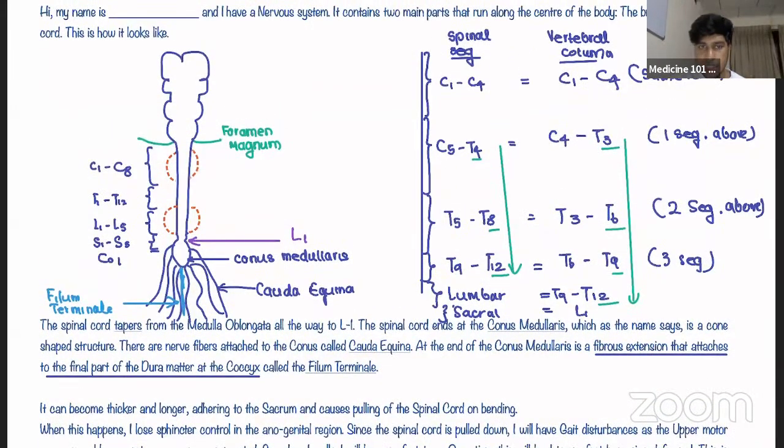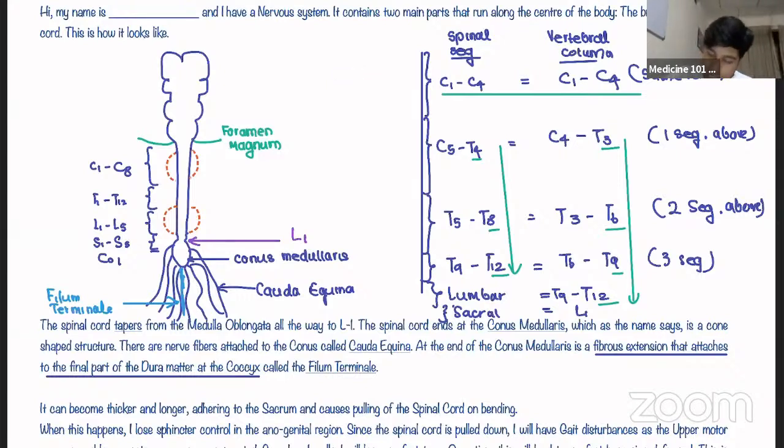If the vertebrae and the spinal segment, can someone now tell me why does this happen? Why does the spinal cord overtake the vertebrae? Can someone just think? Because the spinal cord terminates before the vertebral column terminates. Yeah, no. What I'm asking is, till here, it came together. Like C1, C2, C3, C4, they came together. Because as we grow, the vertebral column grows, but the spinal cord doesn't.